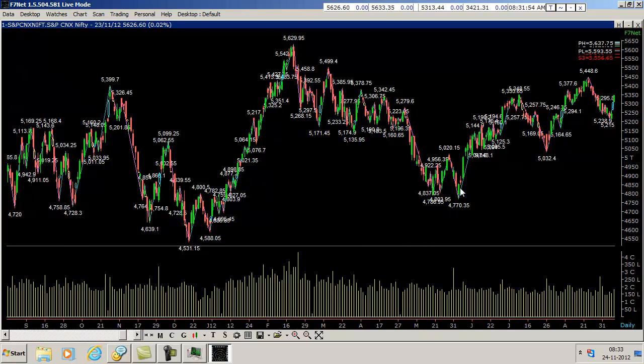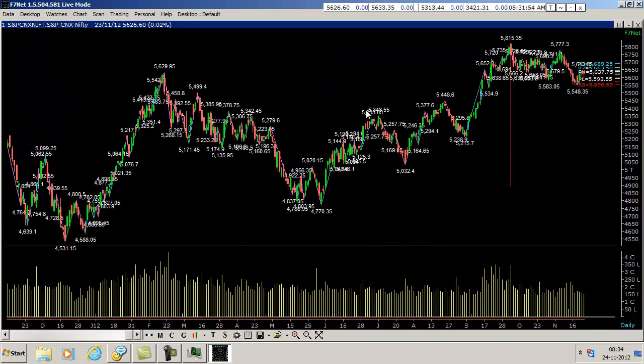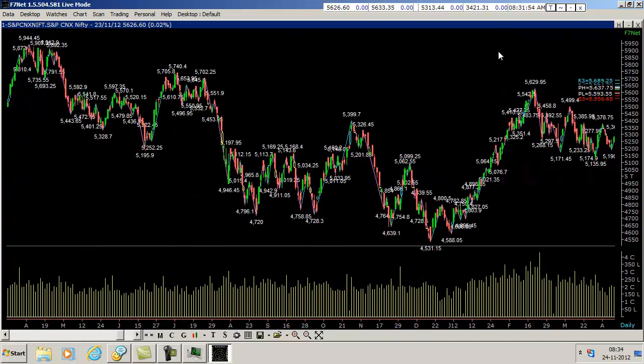4770, important bottom. 5348, important top. 5032, important bottom. 5448, important top. 5215, important bottom. 5815, important top. Now the advantage of symmetrical theory is that, based on the previous top and bottom, you can predict what will be the next probable bottom and top.